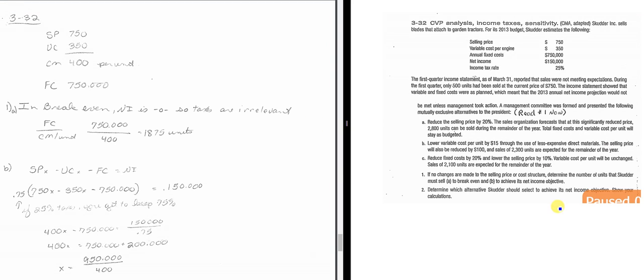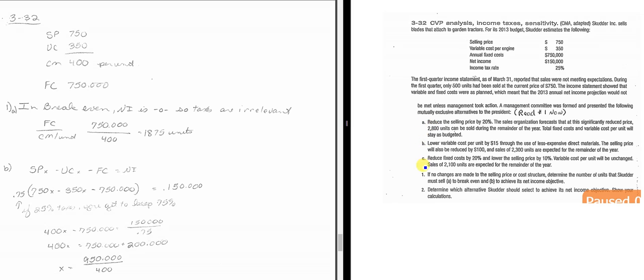Okay, and then the last one, we've got a little CVP analysis. So I'm going to take you through the taxes one and then let you work through the other ones on your own. So I have a selling price and variable costs and fixed costs and net income. And I have an income tax rate of 25%. This says the first quarter has happened and I have 3 quarters left.